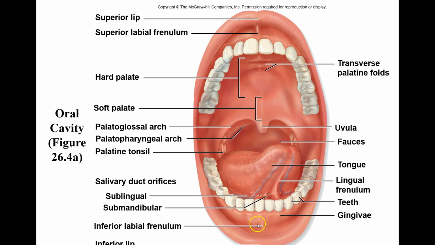And so here you can see the mouth all labeled. We do have tonsils, but I'm not going to talk about tonsils here. I'll talk about the salivary glands though. So we have a lot of salivary glands that produce saliva that help with producing that food bolus, as well as helping to break down food and cleaning our mouth.